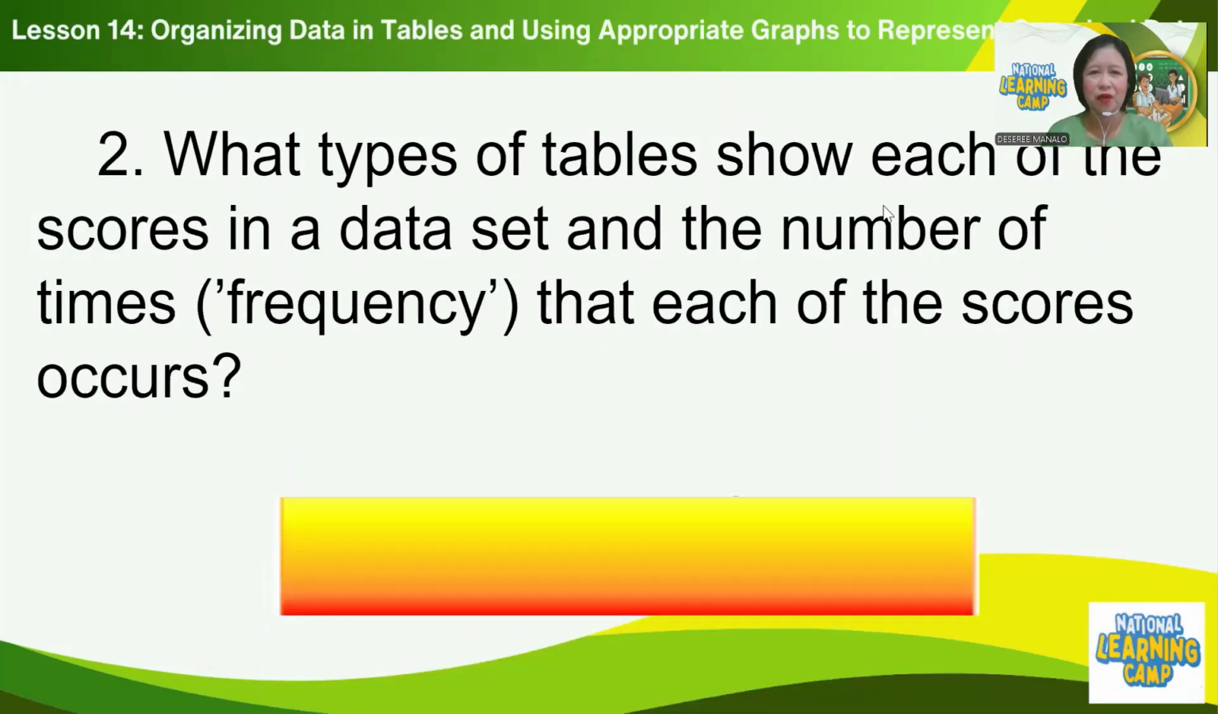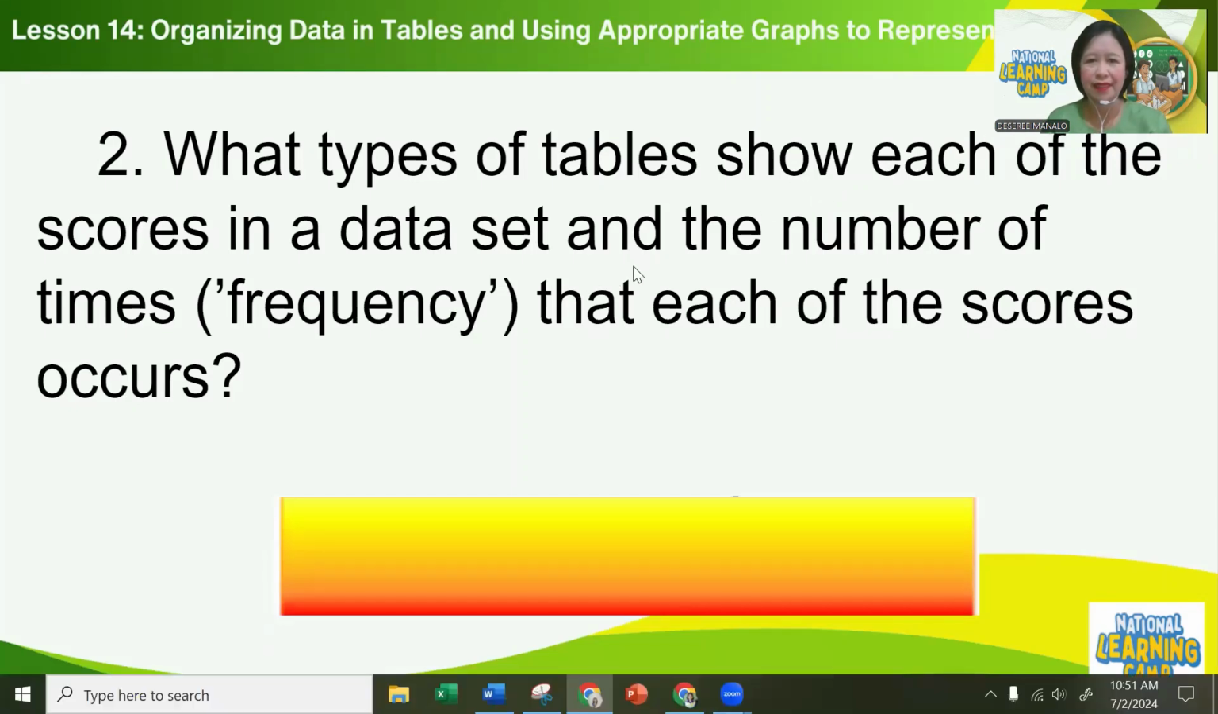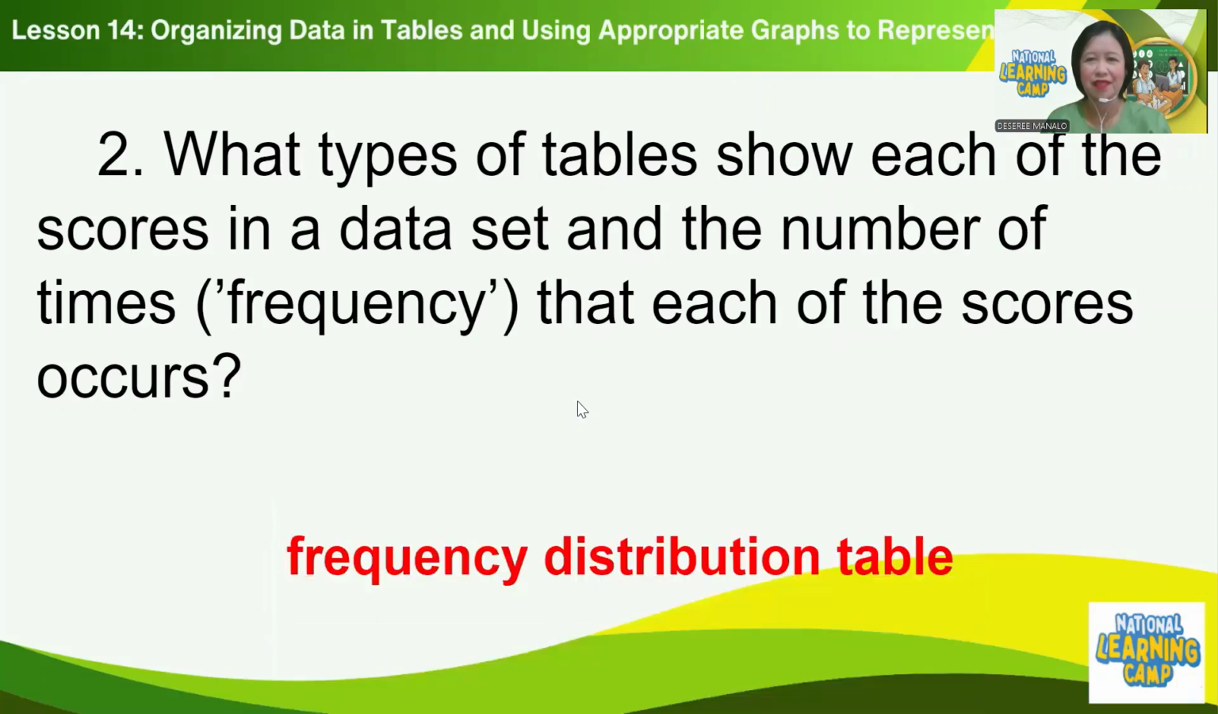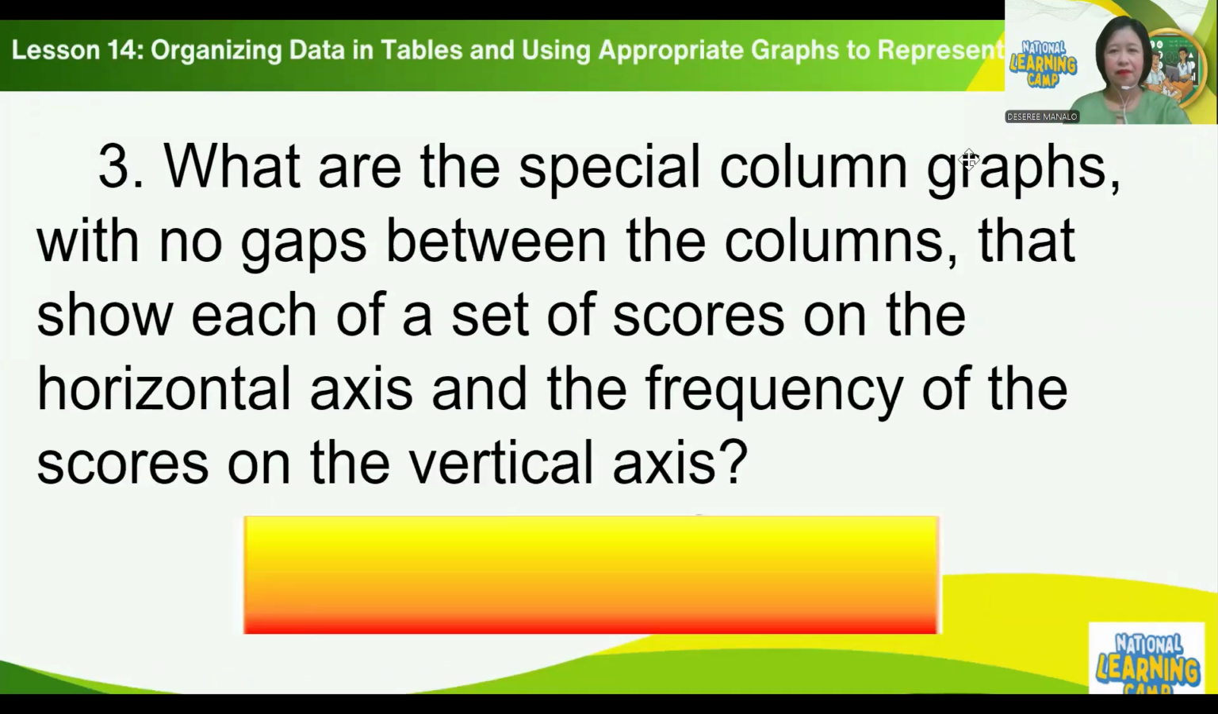Second question, what types of tables show each of the scores in a data set and the number of times, meaning frequency, that each of the scores occurs? Answer is frequency distribution table.